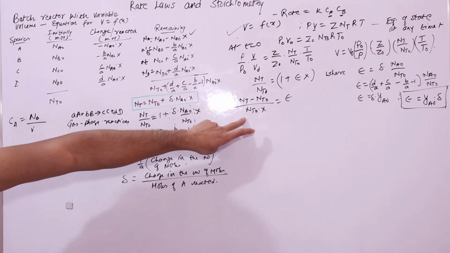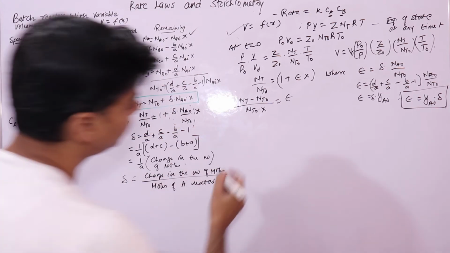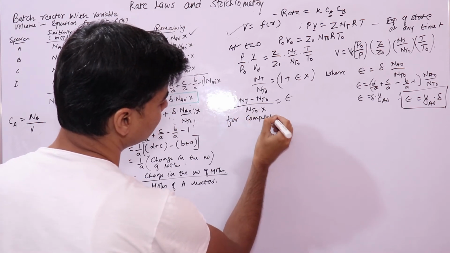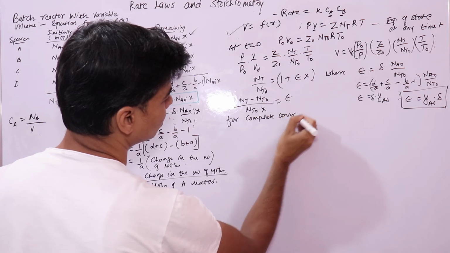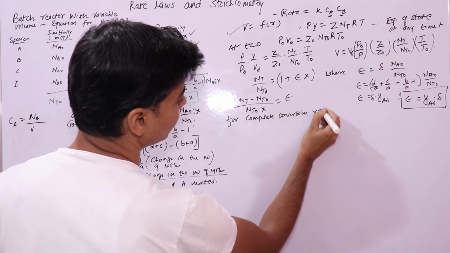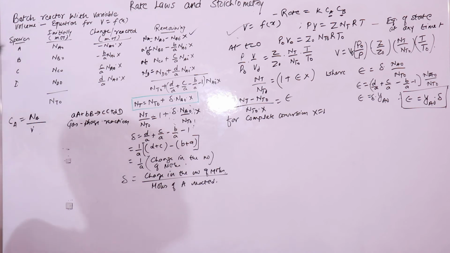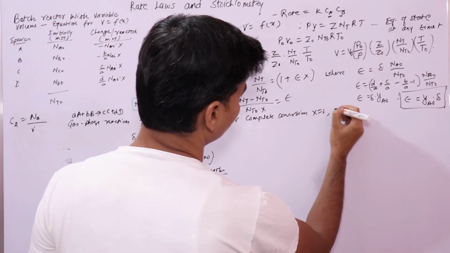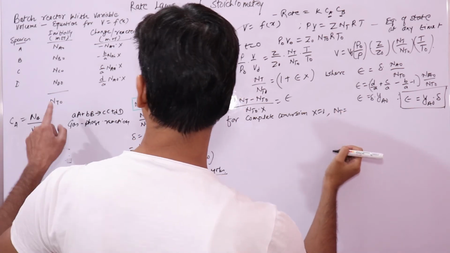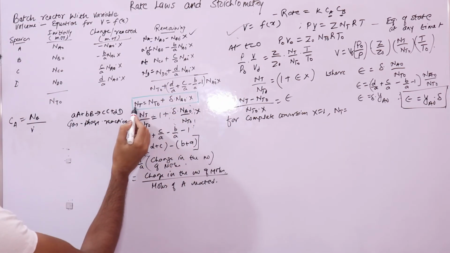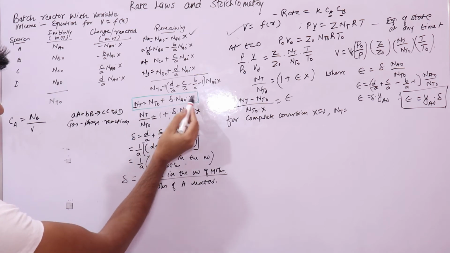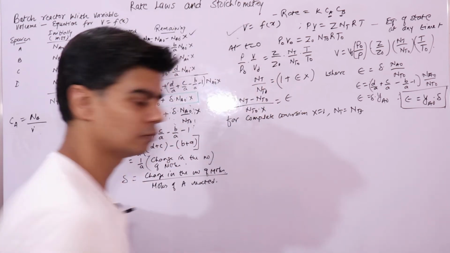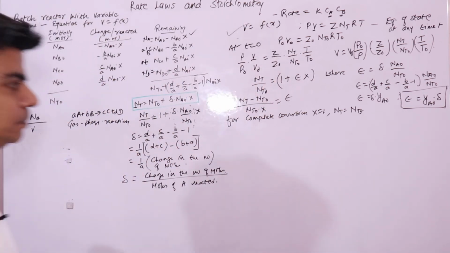Now we'll consider this equation for complete conversion, right? That is x is equal to 1. Why is x equal to 1 at complete conversion? X is equal to 1 and your Nt would be the total number of moles. This total number of moles at x equal to 1 would be NTF, the final total number of moles, right?